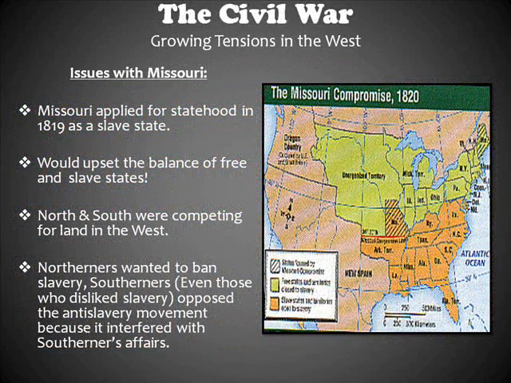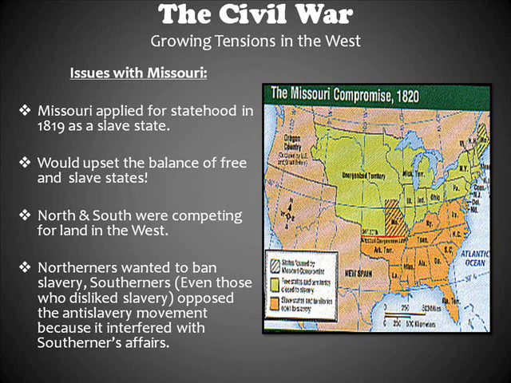In 1819, Missouri applies for statehood, and it is applying as a slave state because many of the settlers that settled in Missouri brought their slaves with them. And this started a huge uproar in the government because at that point, 11 states were free and 11 states were slave. So Missouri coming in would upset the balance of the free and slave states. The North and the South were competing for land in the West, and even more so, their economies were different because the North was based on manufacturing and the South largely on plantations, farming, which needed slave labor.